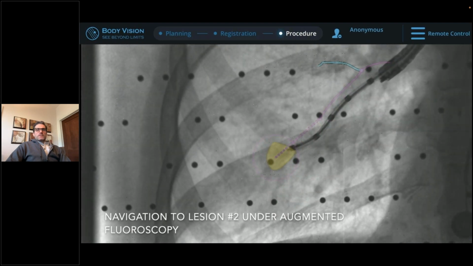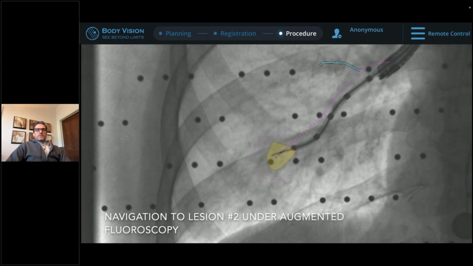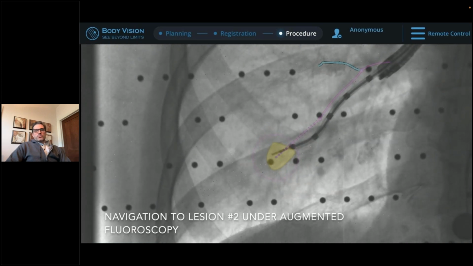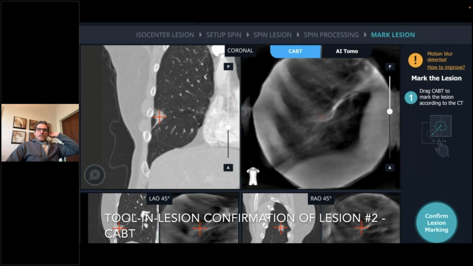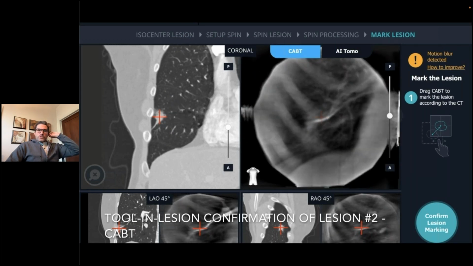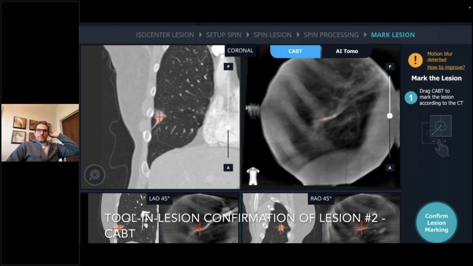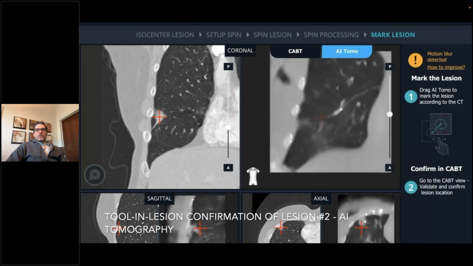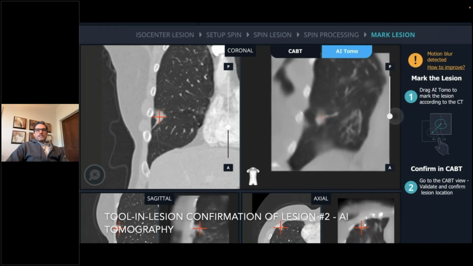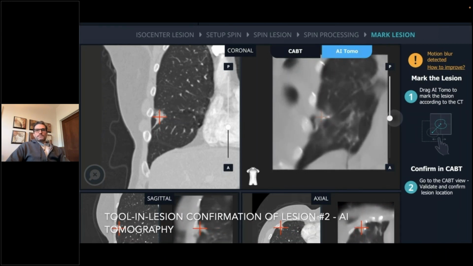Again, getting biopsies and adjusting position to get more biopsies of the nodule under real-time augmented fluoro guidance. We actually did a spin to confirm tool and lesion, which you're seeing here, the tip of the extended working channel being shown to be directly inside of the lesion of interest.